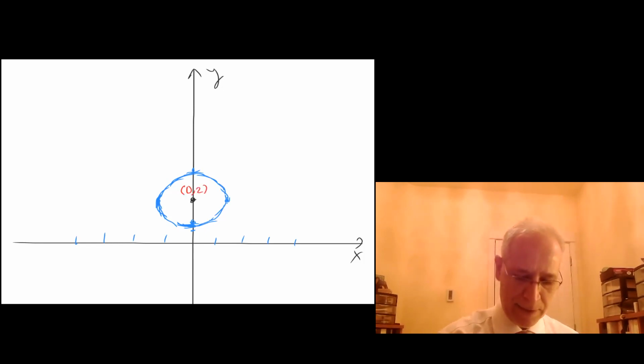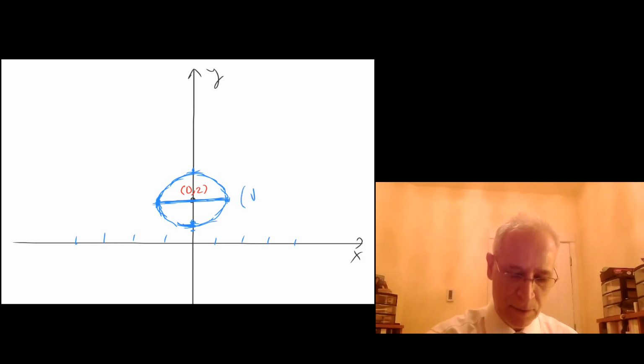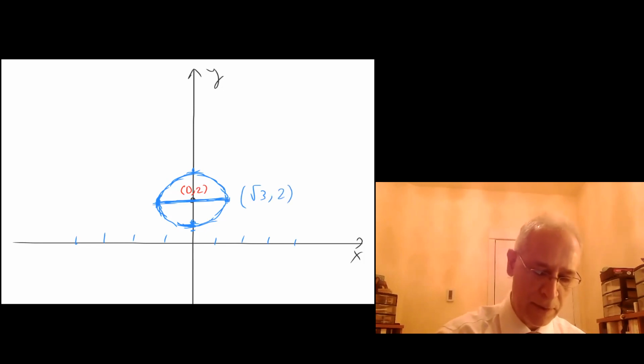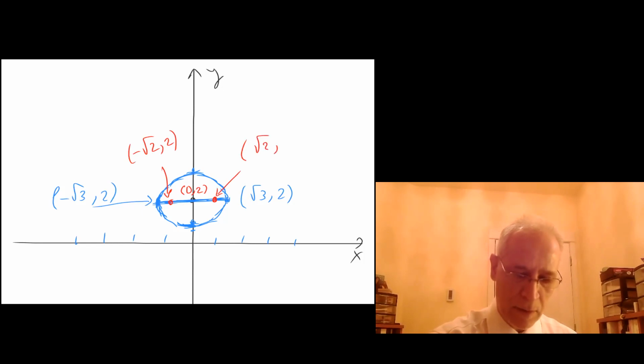Okay, my major axis is right here, which passes through 2. So this point right here is root 3, comma 2. This point right here is negative root 3, comma 2. And for the foci, we figured that out to be square root of 2 from the center, so it's going to be somewhere here and here. So this point right here is negative root 2, comma 2. And this point right here is positive root 2, comma 2.